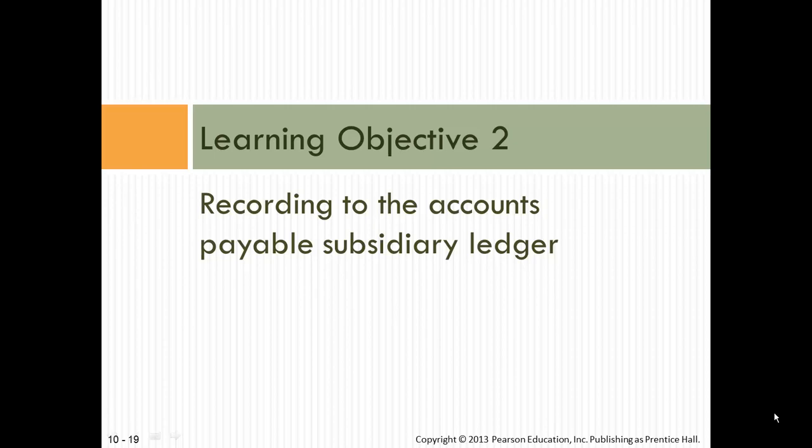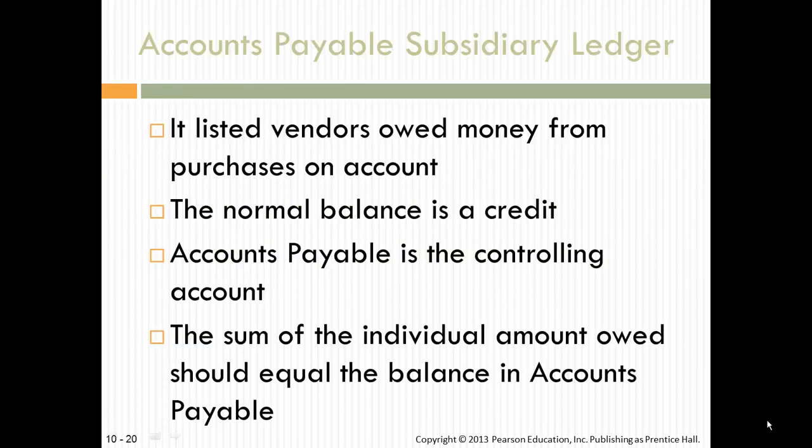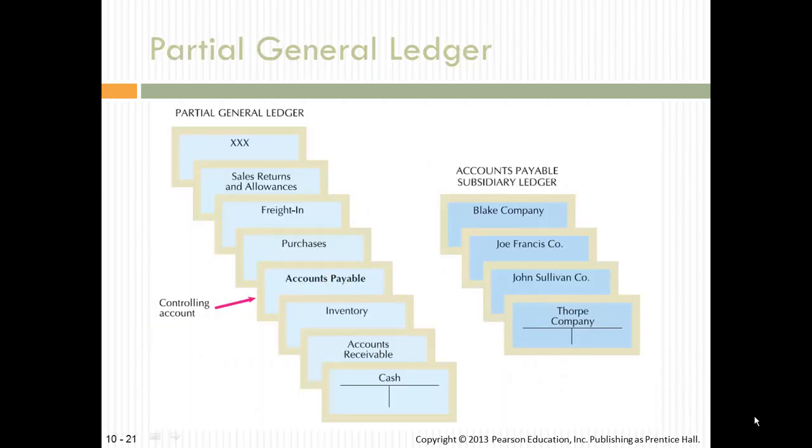Objective 2, recording the accounts payable subledger. Just like we learned about the accounts receivable subledger, there's an accounts payable subledger with all of your vendors on it. The normal balance is a credit. Accounts payable is the controlling account, and it has the sum of all the individual vendors and the people that you owe the money to.